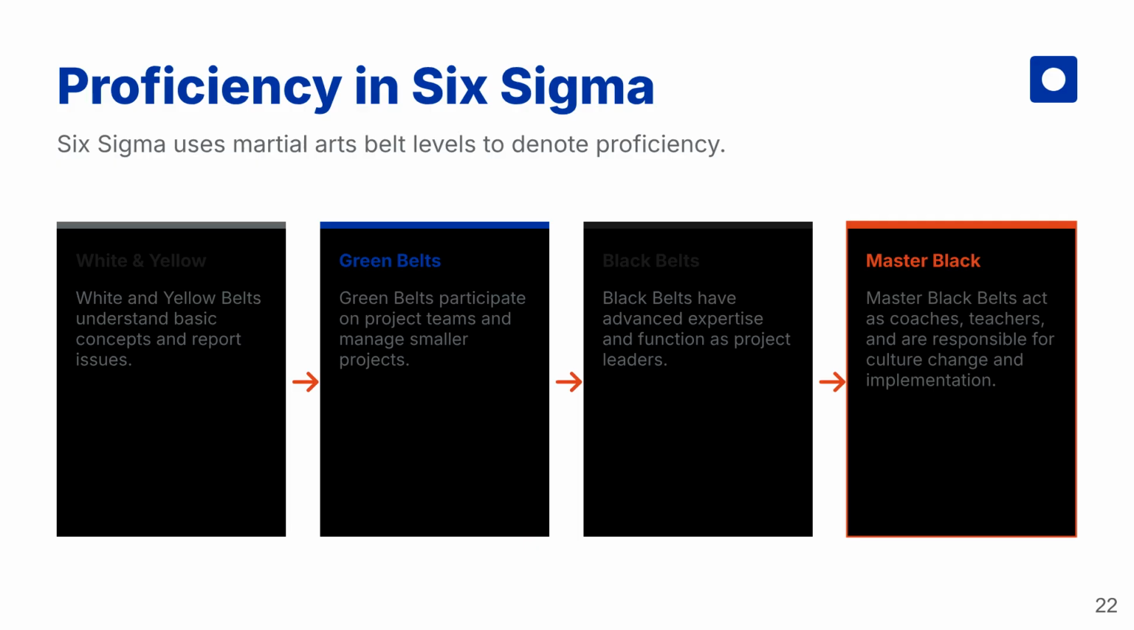Consider a manufacturing company implementing Six Sigma. Yellow belts identify production issues. Green belts lead departmental improvement projects. Black belts manage large quality initiatives across multiple departments, and master black belts develop the organization's long-term quality strategy while mentoring other team members.